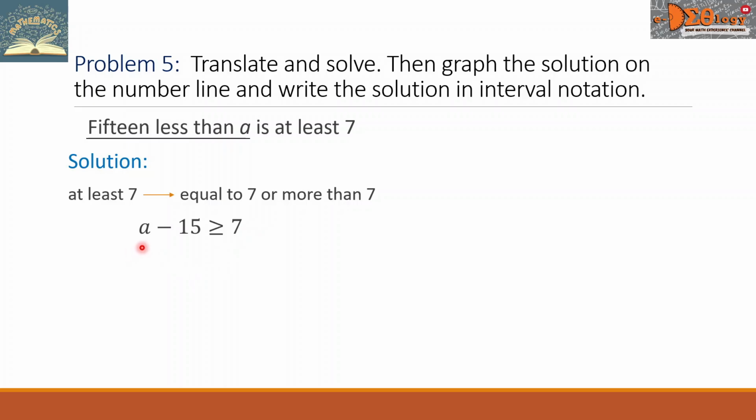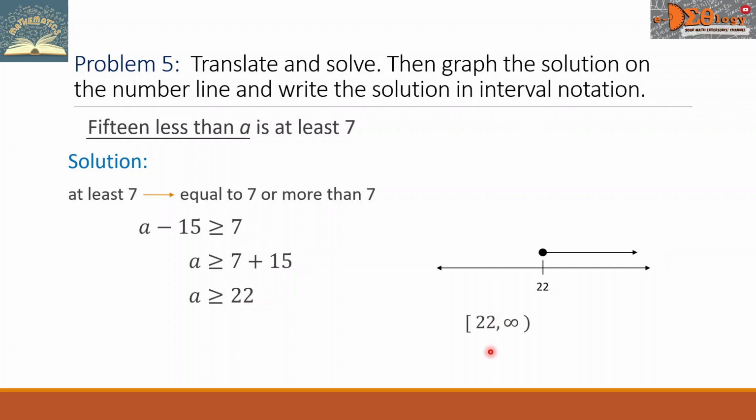Now let us solve for a. This negative 15 we transpose to the right, becomes positive 15. And 7 plus 15 is 22. This is now the solution. A is more than or equal to 22. With the number line, we show this 22 somewhere in the middle, and those numbers equal or more than 22. So we put a solid dot on top of 22 and this arrow that points to the right.